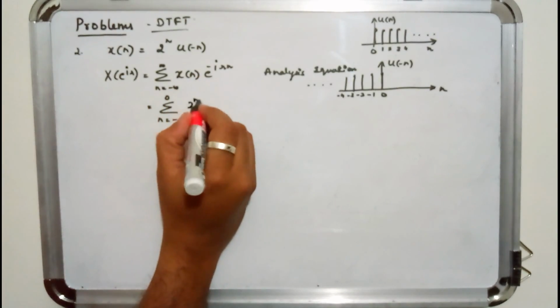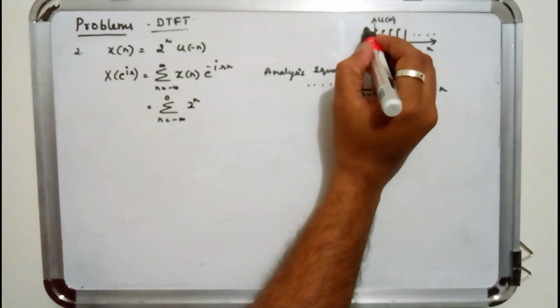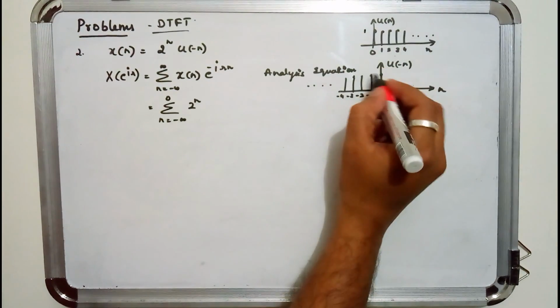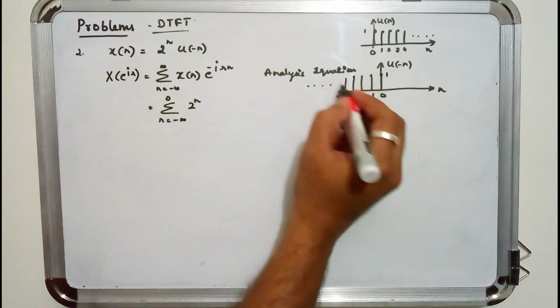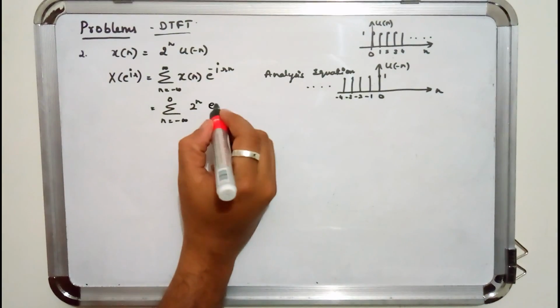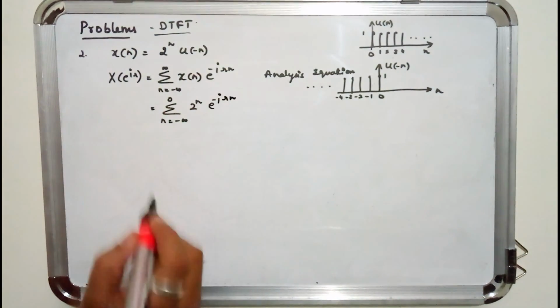It is 2 power n. Again, what is u of n amplitude? It is 1 throughout. Here also u of minus n amplitude is 1 throughout. These individual samples will have amplitude of 1. So 2 power n into 1 into e power minus j omega n.